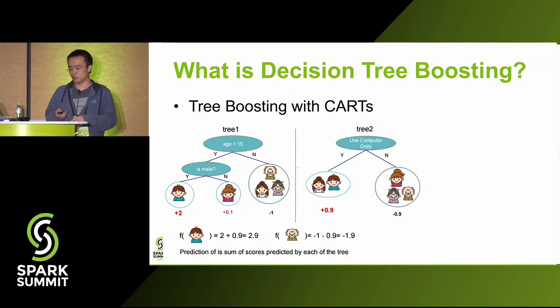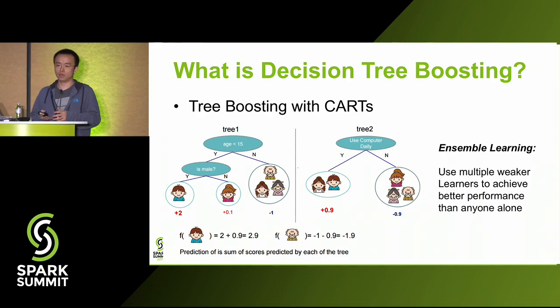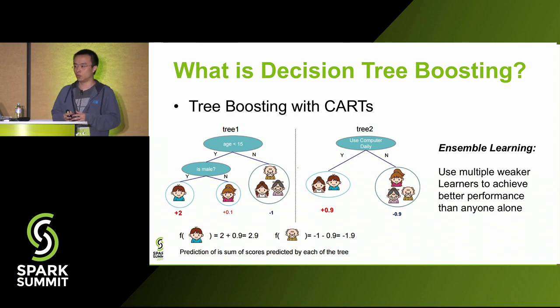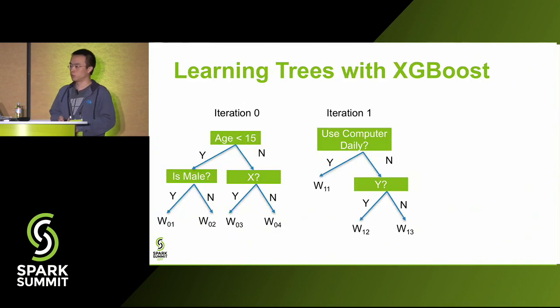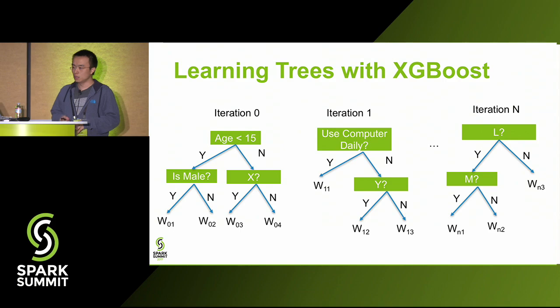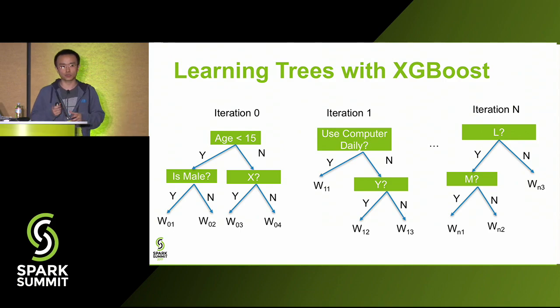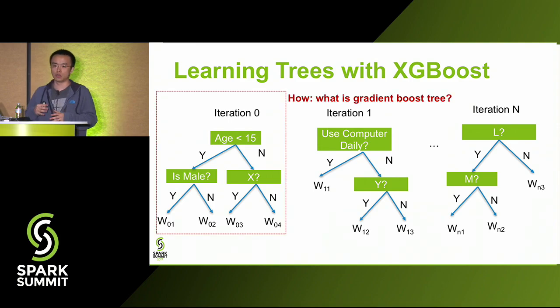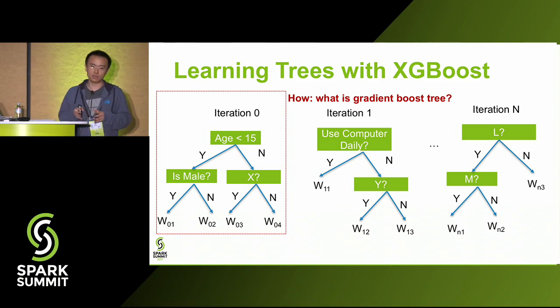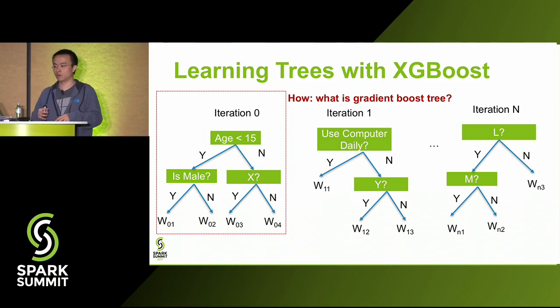So the idea here is called ensemble learning in a general machine learning context. That means we use multiple weaker learners to achieve better performance than any one alone. And in XGBoost, for each iteration, we will build a new tree. The remaining question is that specific to each iteration, or say each tree, how can we determine the shape of this tree is the optimal one we want to get? Then it involves the third part of our introduction to XGBoost. What is the gradient boosted tree?